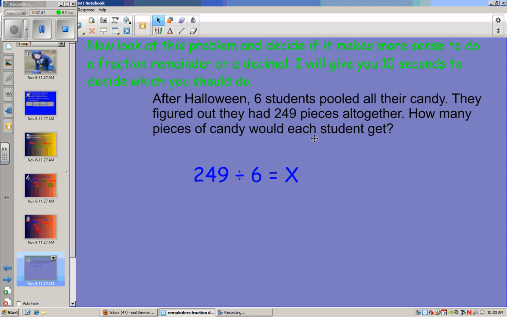So now you're going to work on some worksheets and practice deciding if it's going to be a fraction or a decimal remainder.